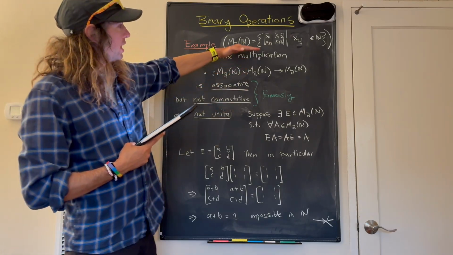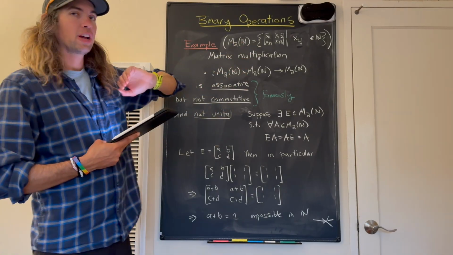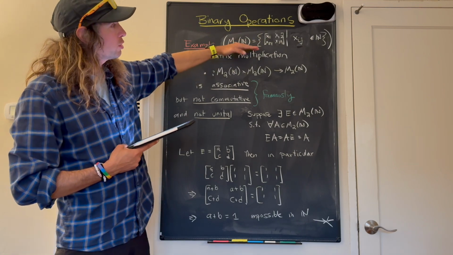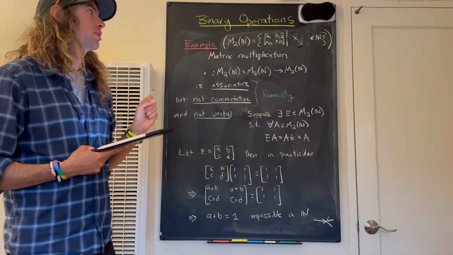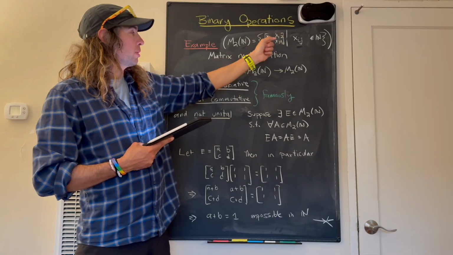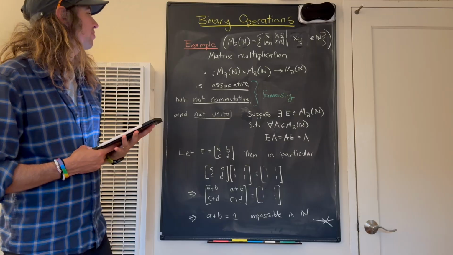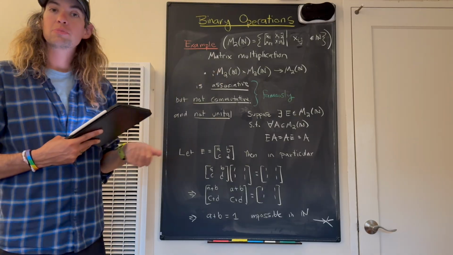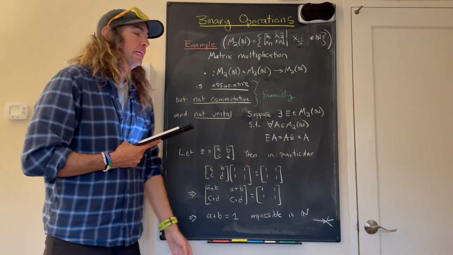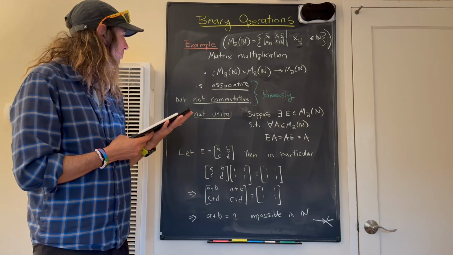Okay, so the set on which we're going to define our binary operation is the set of 2 by 2 matrices with entries in the natural numbers. So these are the 2 by 2 matrices where x_ij lives in the natural numbers. And the binary operation is matrix multiplication, which you may know from various other sources.